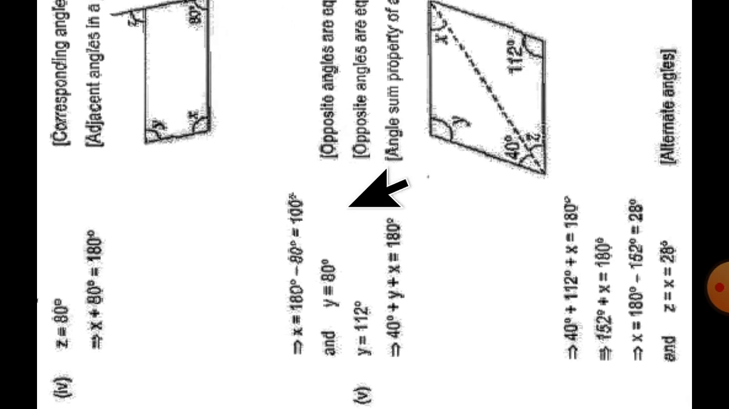Now let us see the fifth one. Y is equal to 112 degree. See here, x, y and z values you have to find out. This is 112 degree. So y also will be 112 because these are opposite angles. So y also will be 112 degree.